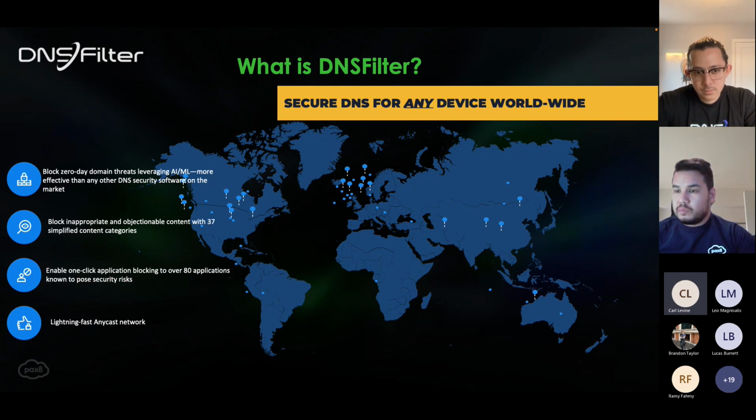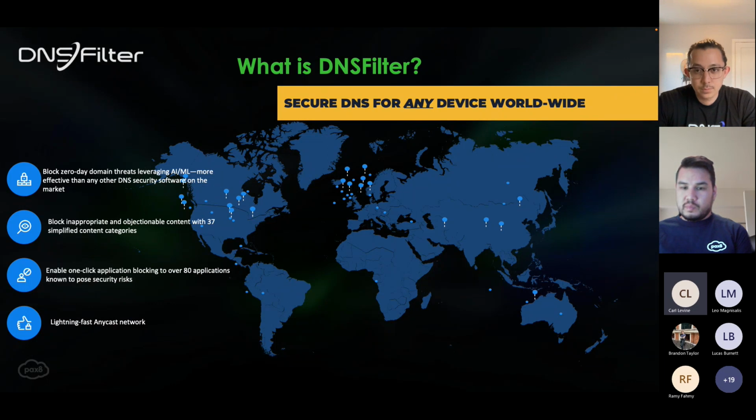As with any traditional DNS filtering solution, you can also block inappropriate and objectionable content with over 37 simplified content categories. When you make a change in the platform to a policy, those are applied in seconds. And as a platform, we see over 1.5 trillion queries a month. That's 50 million queries a day, every day. So that gives us a lot of information about how the internet works. And with that data, we use it for good.